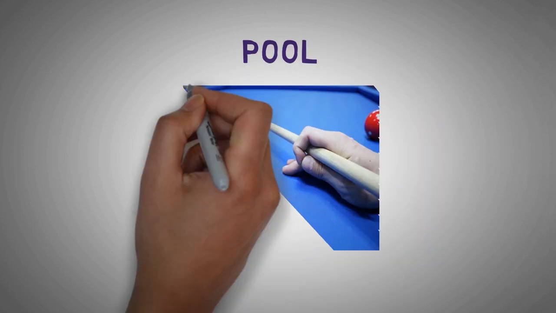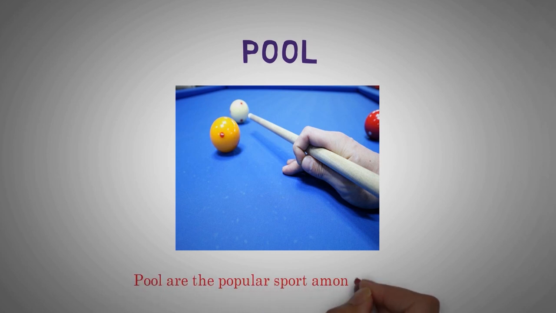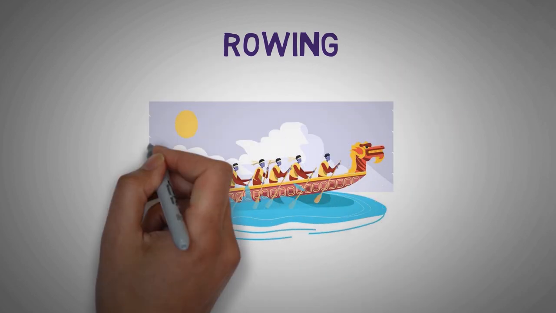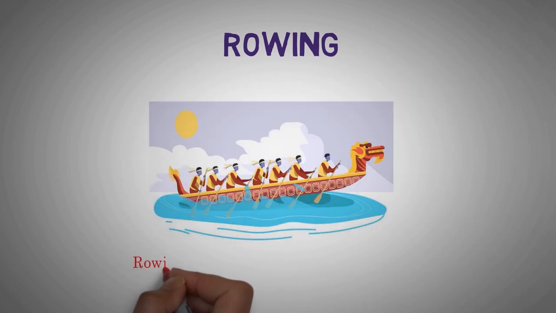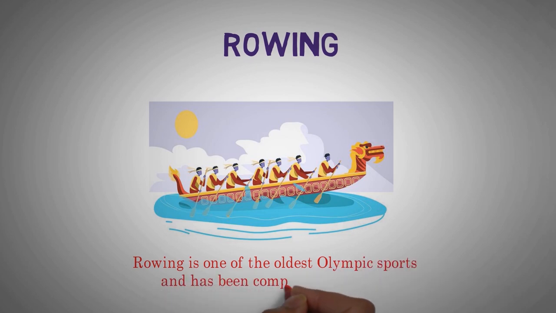Pool. Pool are the popular sport among men, say it. Rowing. Rowing is one of the oldest Olympic sports and has been competed since 1900.